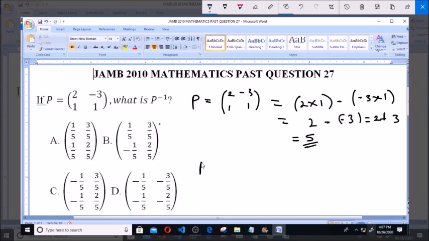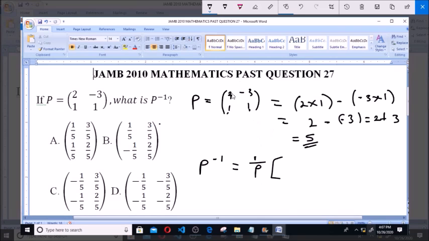Now P raised to the power of minus 1 will be equal to 1 over the determinant, which we've gotten, which is 1 over 5. Now there's a law. Whenever you have the inverse of a matrix, something happens. The first thing that happens is that this here and this here will change their position, and then this and this will change sign. There will be a change in sign for this, and there will be a change in position for this.